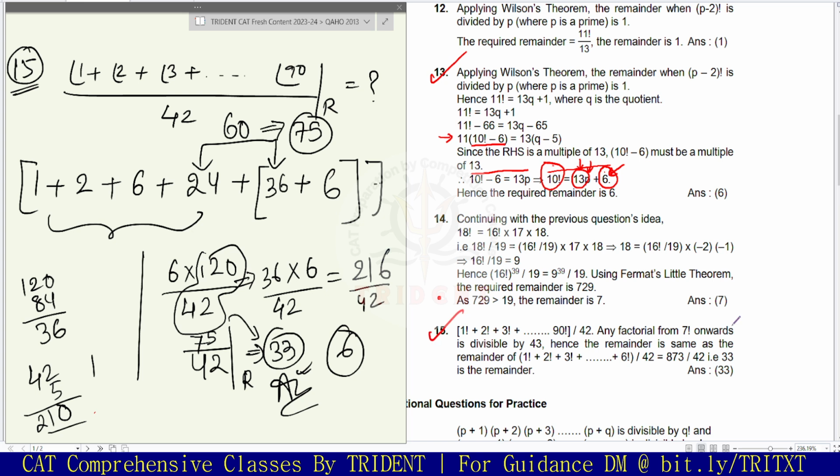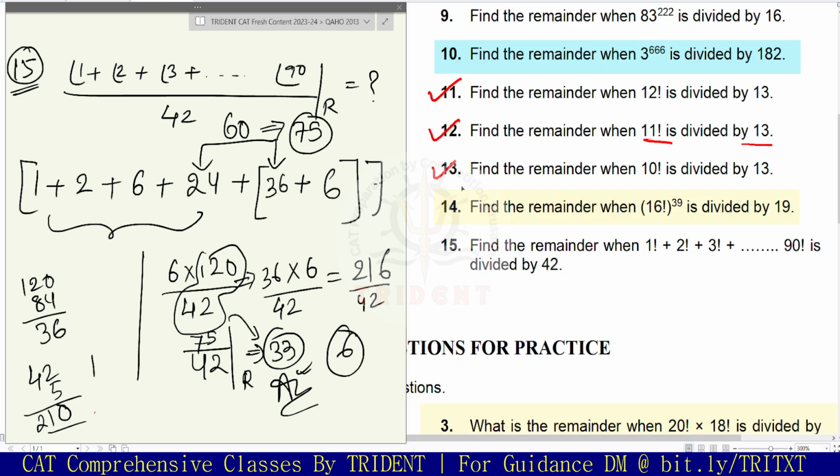But obviously, if you can see, they have employed some different tactics. They have arrived at 873 by 42 and so on. I don't know. And they say any factorial from 7 onward is divisible by 43. What is 43? Maybe some typo or something. I don't care. So finally, I have solved the rest of the questions also.